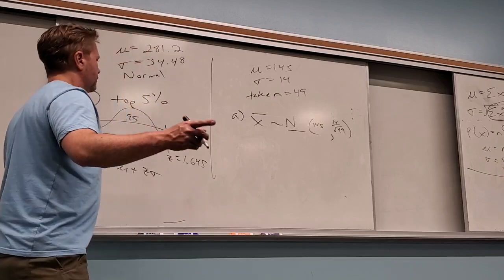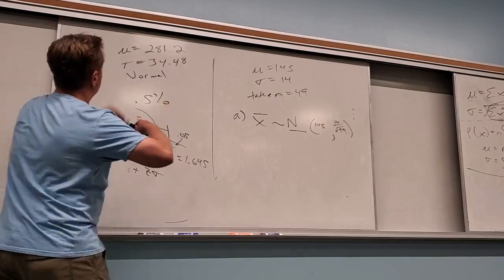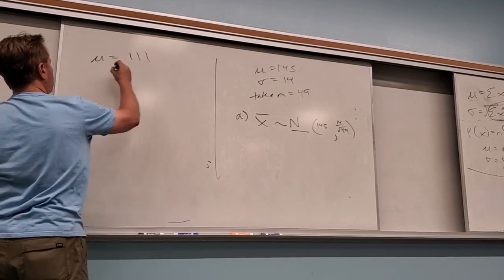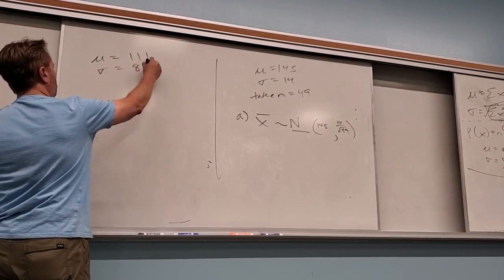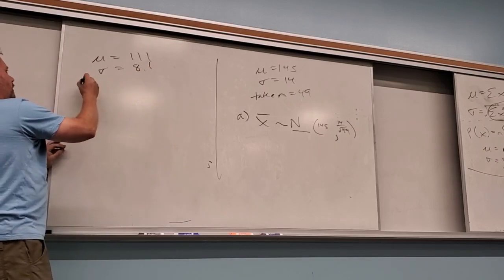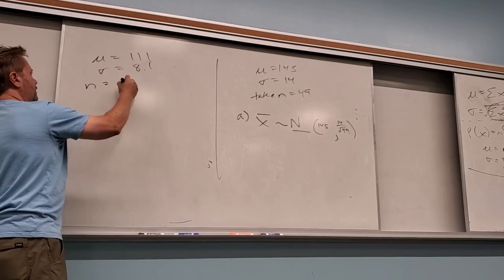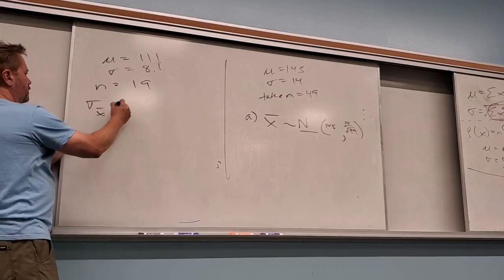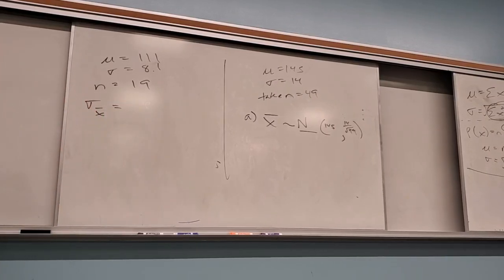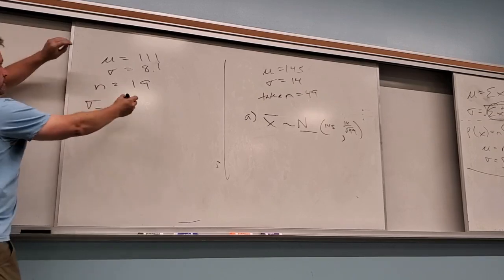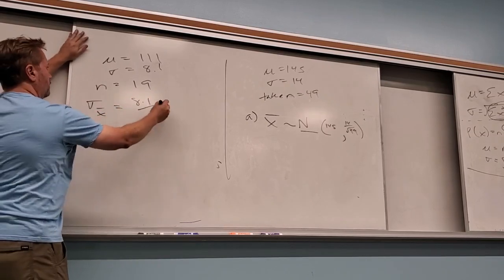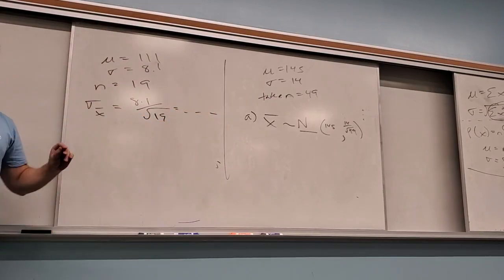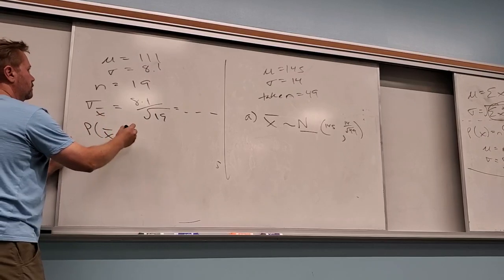So if I gave you this problem, and you'll see why I won't. We have a mean of 111 and a standard deviation of 8.1, and I take a sample of 19 things. Can you figure out what the new standard deviation is? Yeah, totally, right? What would you do? 8.1 over square root of 19. And you get a number. If I ask you a probability question, can you do it?